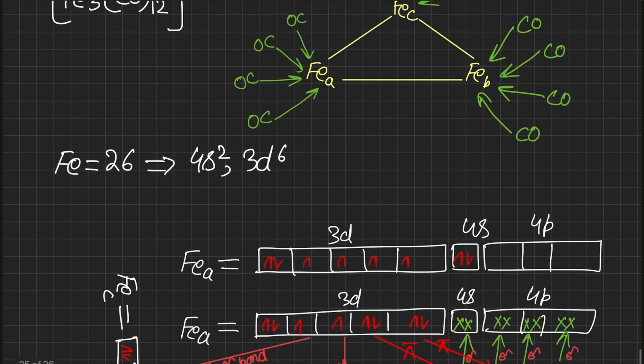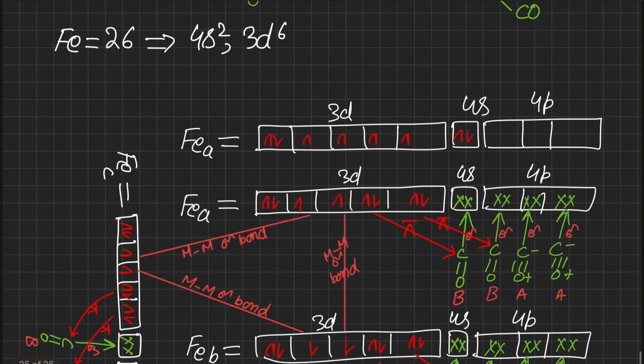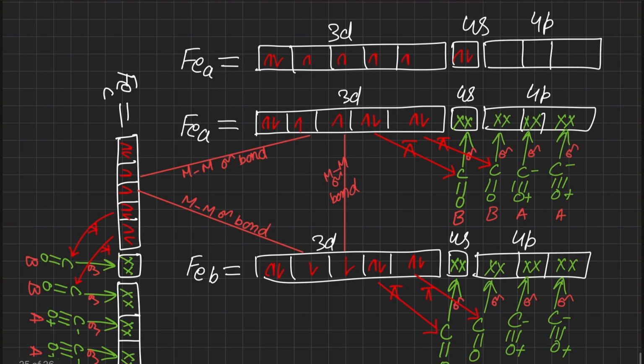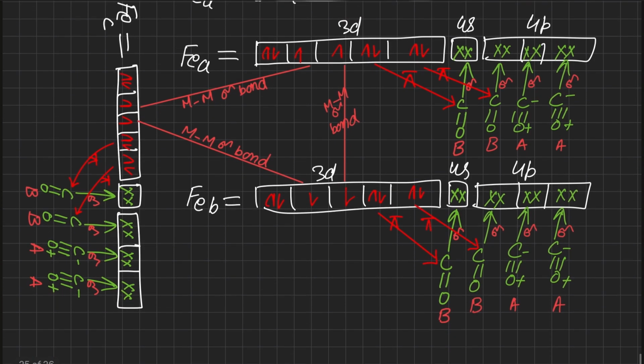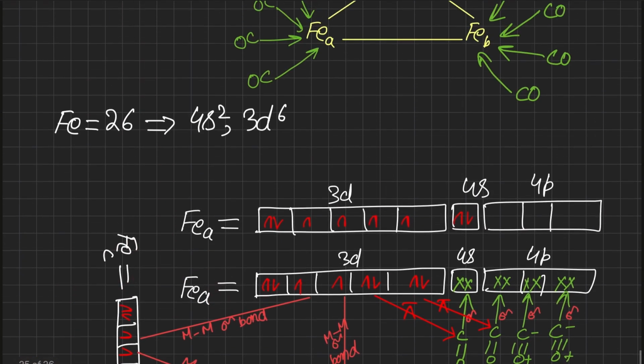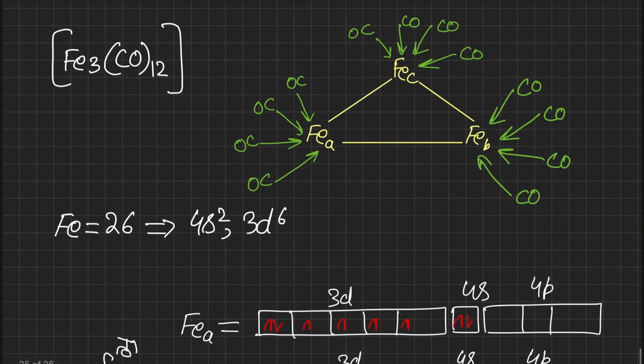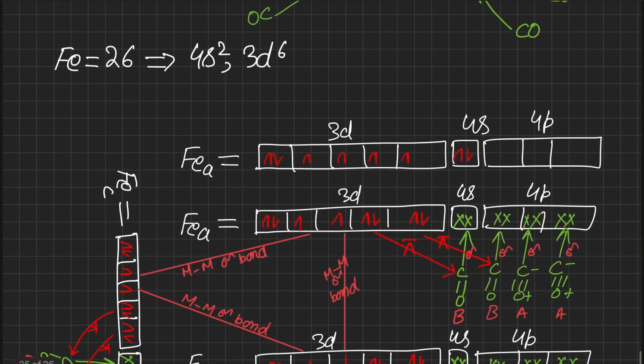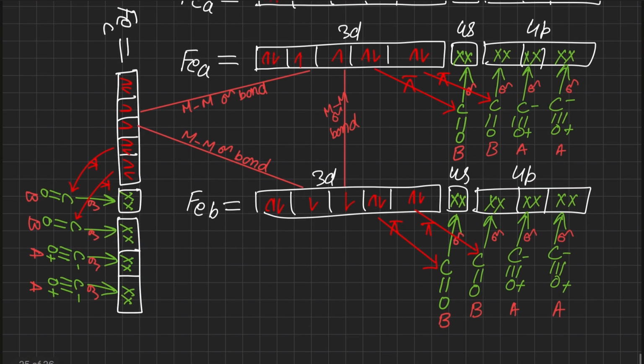So the overall complex is 0. All the things will be the same as compared to the previous complex. So this is iron, atomic number 26, 4s2 3d6 is its electronic configuration, and this is the valence shell electronic configuration written in the form of valence bond theory. Again, there are three iron atoms A, B and C. With each, an even number of carbonyls are attached. So with half we will do back bonding, and with the other half we will not do back bonding.